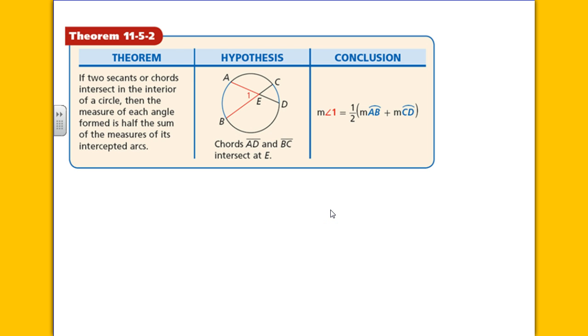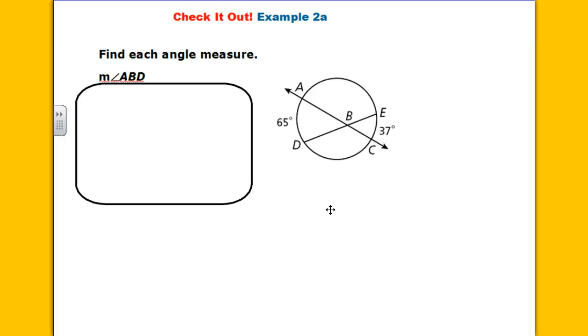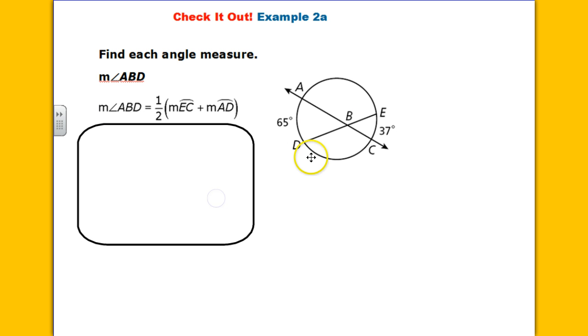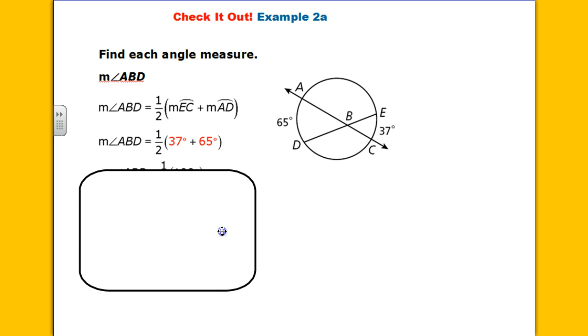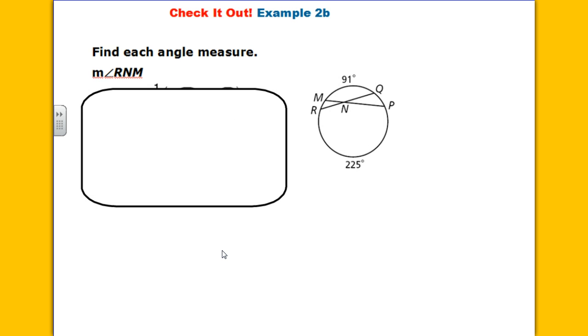Again, there's not a fancy name, but we have two secants, and we're just taking the sum of their intercepted arcs and dividing by 2. Pause, find this, and come back. So the measure of angle ABD is half of the sum of the intercepted arcs of the secant and chord. So we have half of 37 plus 65. And 37 plus 65 is 102. Half of that is 51 degrees.